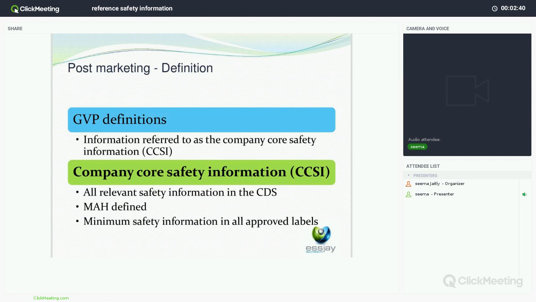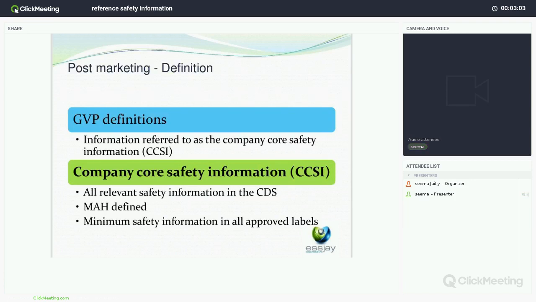Here it's important to understand that it's really used to define listedness, not expectedness. As we go through, I'm sure those of you working within pharmacovigilance will understand that differentiation, but it is an important differentiation. Listedness is to do with your core safety information in the post-marketing setting, and expectedness is to do with regulatory reporting at a country level.